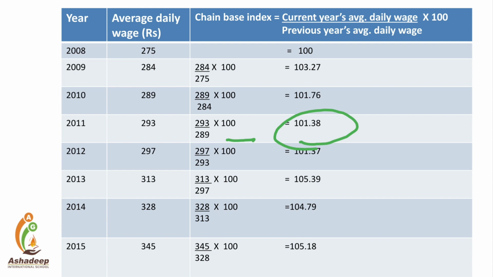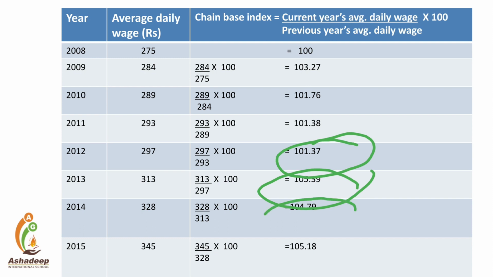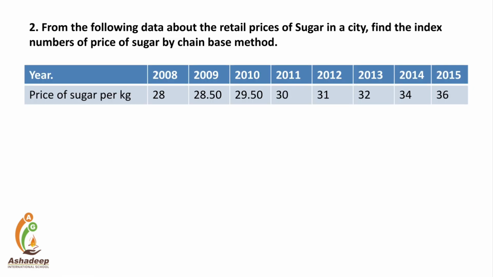बस हमको यही मेथड जो है उसको फॉलो करते रहना है. इसी तरीके से इसी मेथड से आपको 101.37 भी मिलेगा, 105.39 भी मिलेगा, 104.79 भी मिलेगा और 105.18 भी मिलेगा. ठीक है. You just have to follow the procedure and you will easily find the value of index number with the help of chain based method. Okay, now move on to the next question.